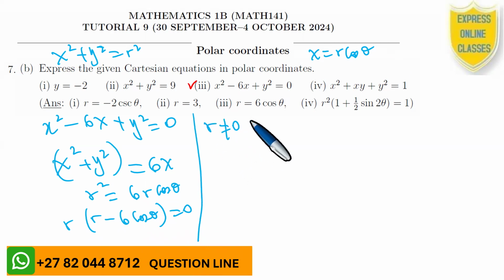Which means r is not 0. R is 6 cosine theta, and this is the answer. R becomes 6 cosine theta, and that is the answer. So we continue. Obviously, please check these carefully and make sure you understand it.